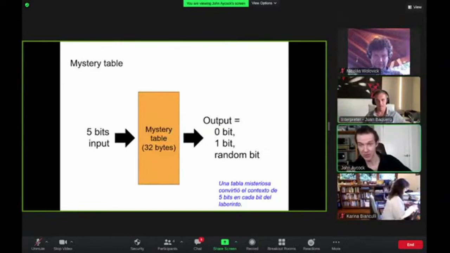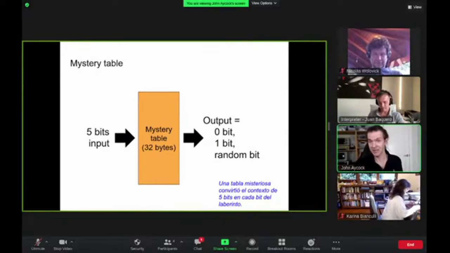Now, how are the 5 bits of context used to decide at each step whether a wall is present or not? These 5 bits are used to index into a mysterious 32-byte table in the Entombed code.